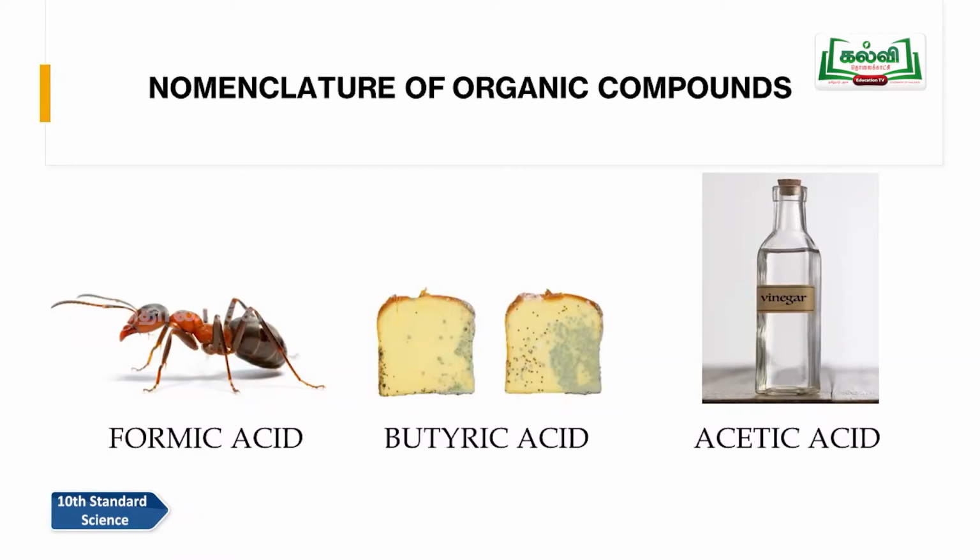The organic compounds were named originally depending on the source from which they were obtained. For example, formic acid was called so because it was got by the distillation of red ants, and in Latin, formica means ants. Similarly, butyric acid was called so because it was got from butter which has gone bad, or rancid butter, and acetic acid was called so because it is present in vinegar, and acetum means vinegar in Latin.